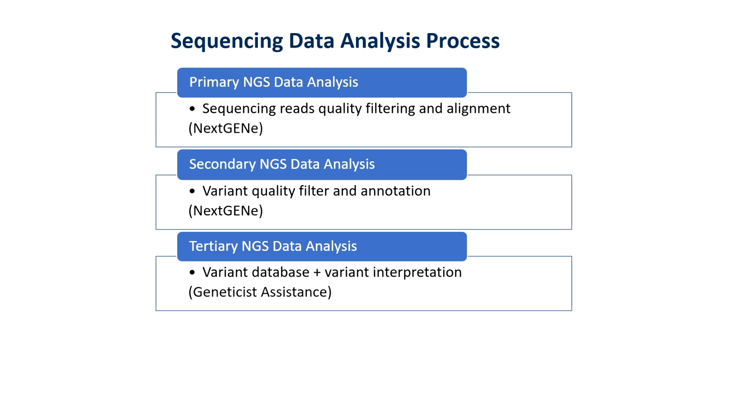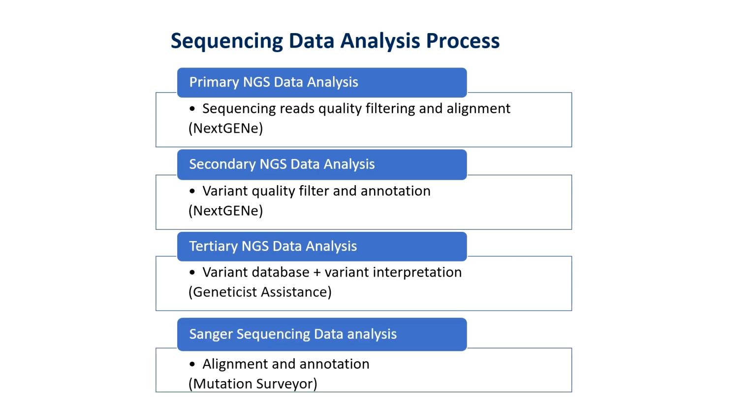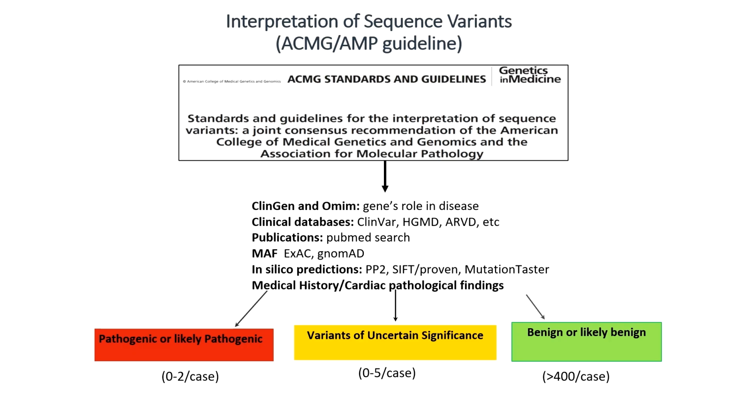For Sanger sequencing data analysis, we also use SoftGenetics software called Mutation Surveyor for alignment and annotation. We interpret sequence variants following the American College of Medical Genetics and Association for Molecular Pathology guidelines.